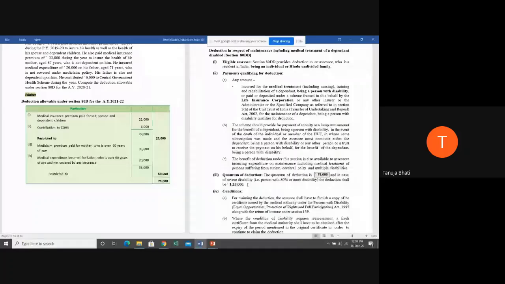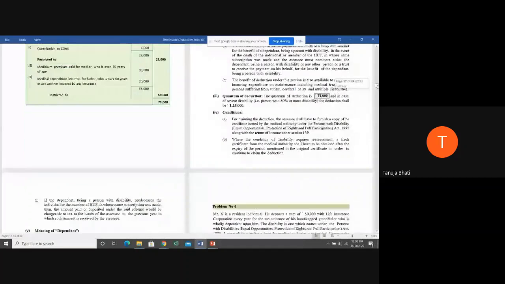And if an assessee wants to claim a deduction under this section, he has to furnish a certificate that that particular dependent is disabled, from the medical authority. He just cannot name any of his dependents as disabled. A certificate is required from the medical authority stating that yes, the individual's dependent is disabled.